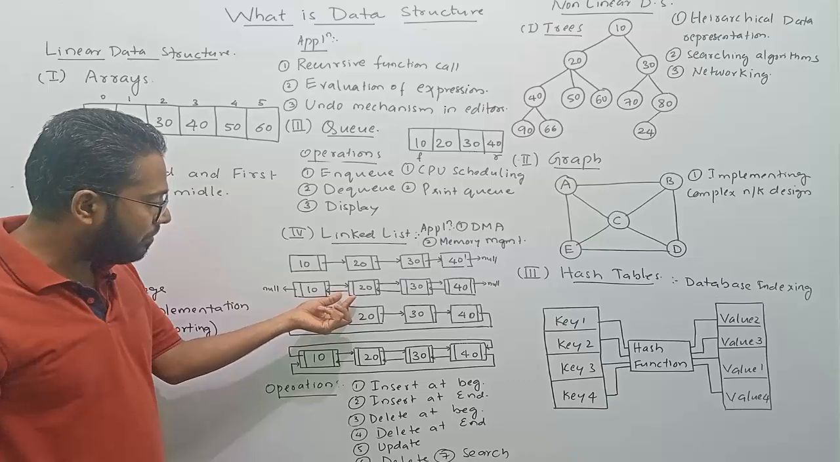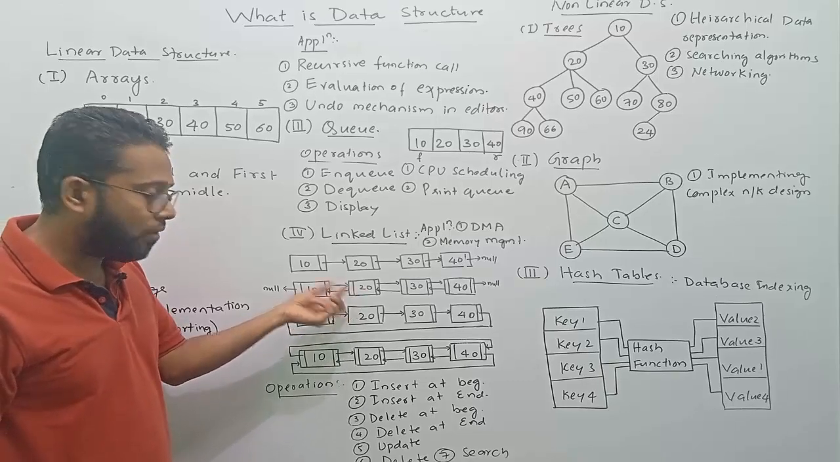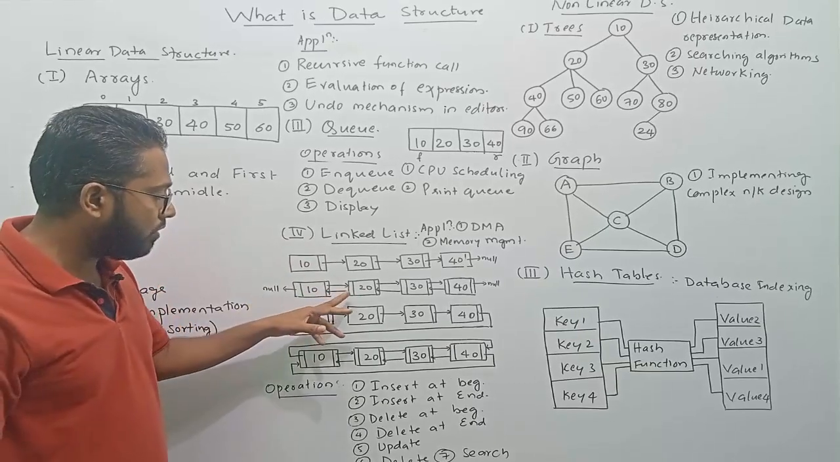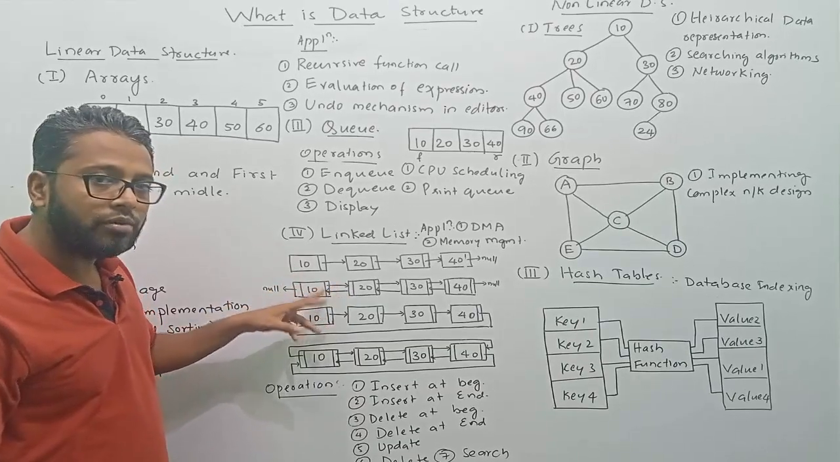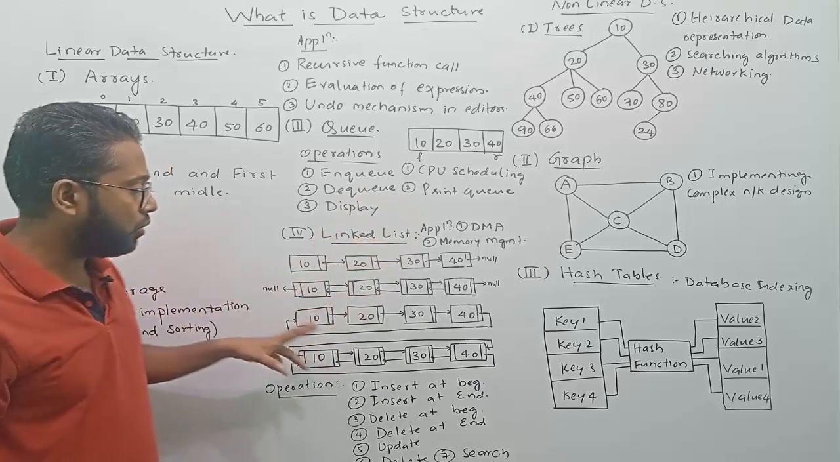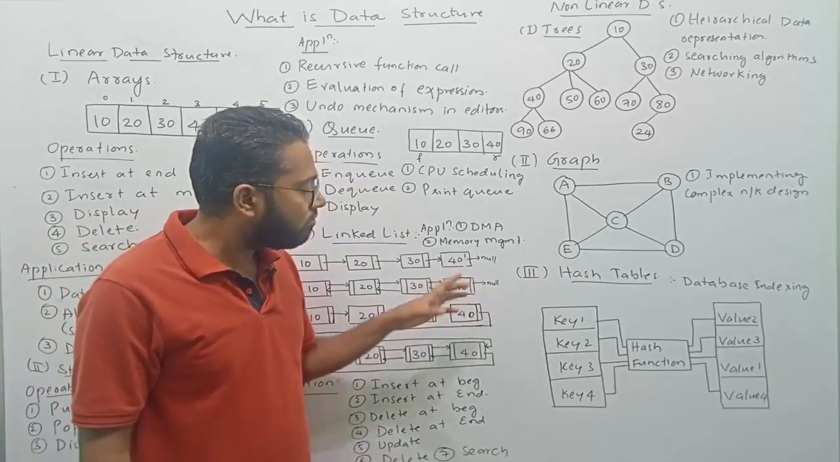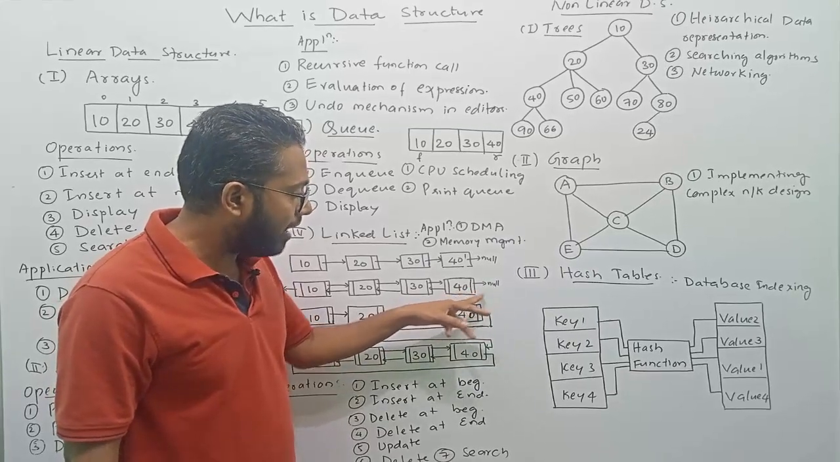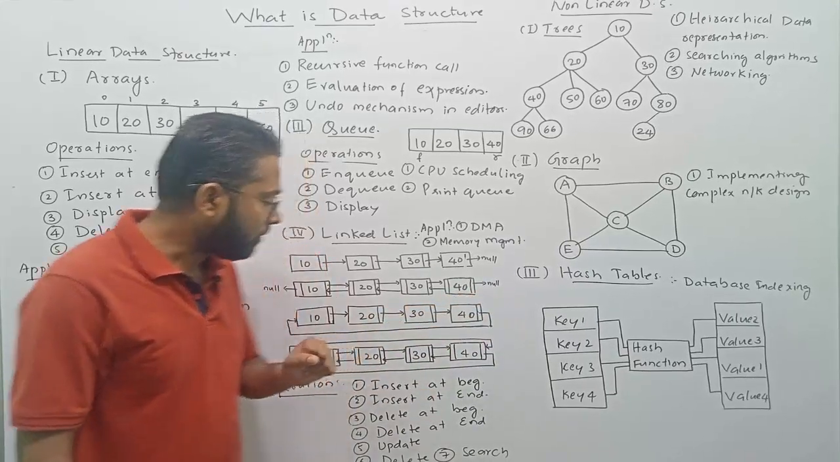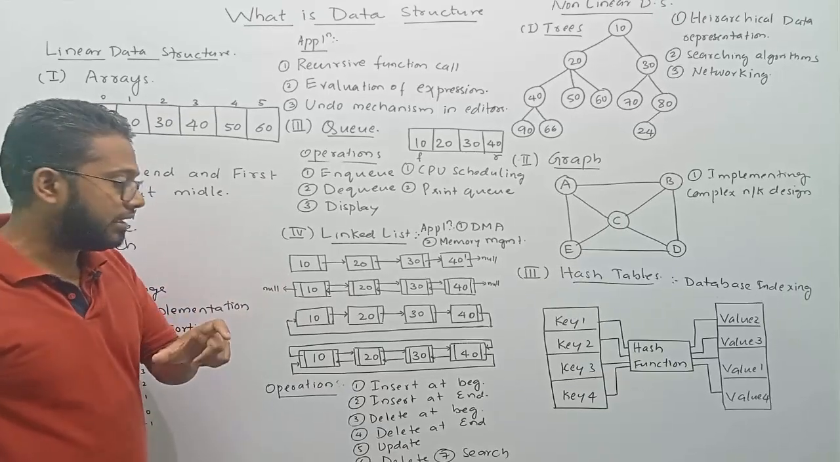So like this, we will be having two pointers for each and every node. The first pointer will be pointing to the address of the previous node, and the second pointer will be pointing to the address of the next node. Since we don't have any node here, the next part of the last node will be pointing to null. So this is the doubly linked list.